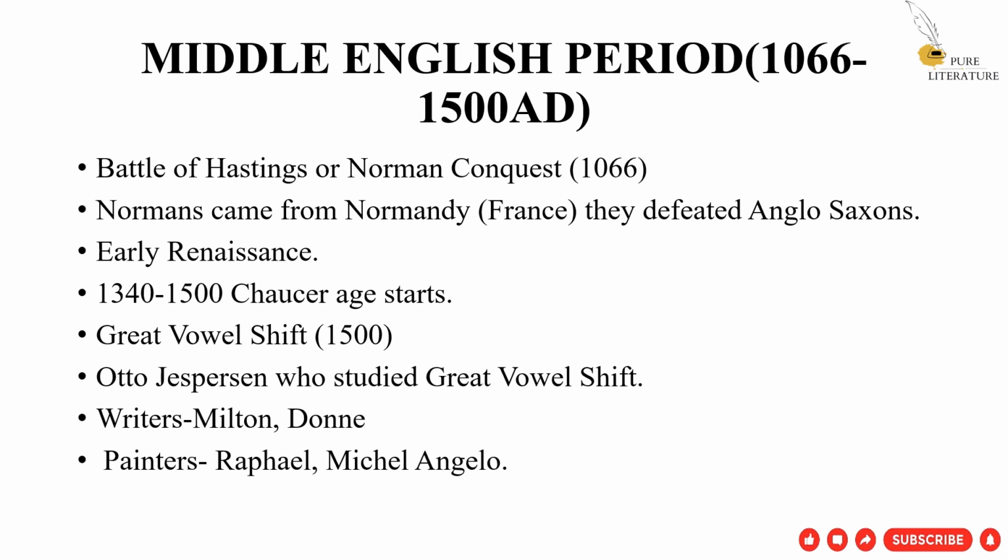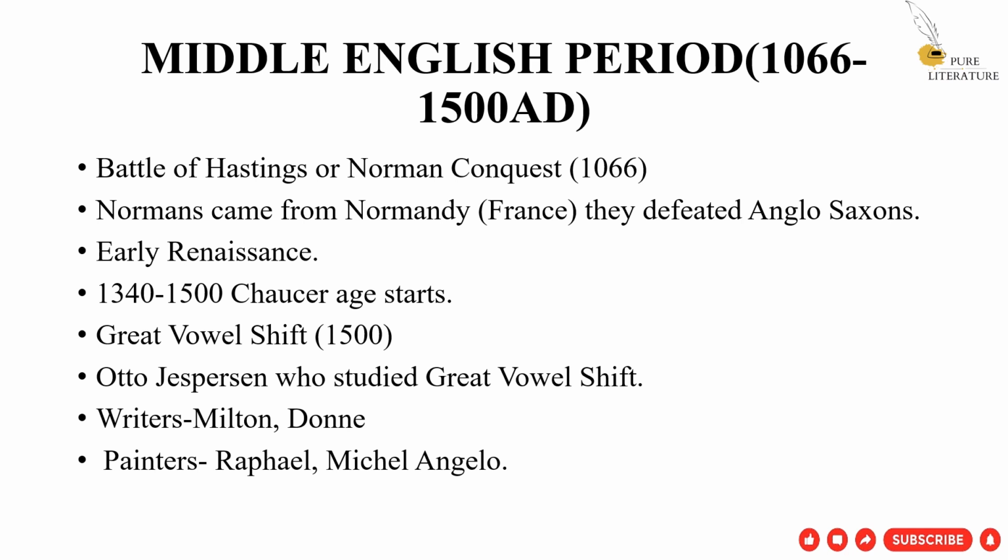The starting of this age is from 1066 till 1500 AD. And 1066 is very important because most of the people say it is the Battle of Hastings, also called the Norman Conquest. Normans from Normandy or France came to England and defeated the Anglo-Saxons. So a strong tribe came to England in 1066, and from 1066 to 1500 they have talked about the early Renaissance.